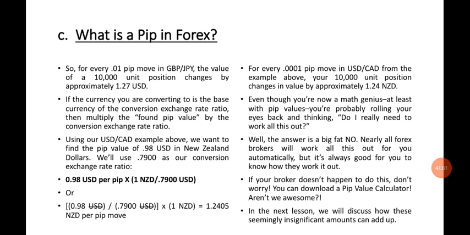If the currency you are converting to is the base currency of the conversion exchange rate ratio, then multiply the found pip value by the conversion exchange rate ratio. Now, using our United States dollar Canadian dollar example above, we want to find the pip value of 0.98 US dollar in New Zealand dollars. We will use 0.7900 as our conversion exchange rate.